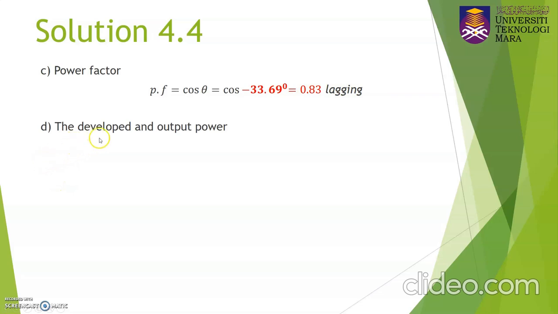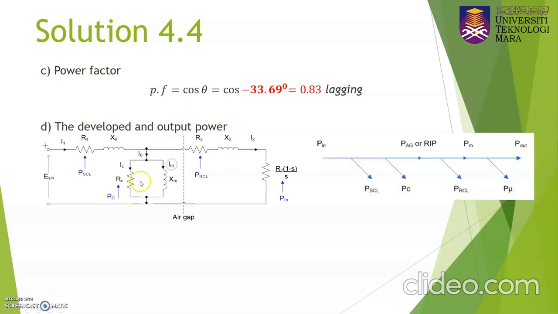And then for the calculation of the developed power, which is the Pm, and also the output power, the P out, based on the circuit, you can come up with the power equation. So this is the power flow diagram that you can refer to. First of all, you need to calculate the value of P in.